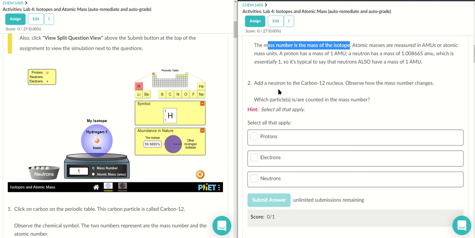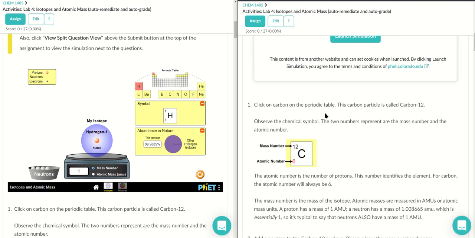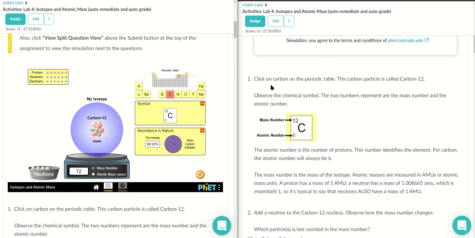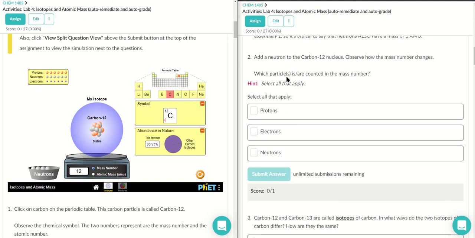So let's try one of these questions, right? Number 1 was just getting to know how to really work the simulation. So it told you to go to carbon, right? That's what we were talking about. Should have clicked that earlier. But yeah, you're just exploring. Number 2, add a neutron to the carbon-12 nucleus. So we will be grabbing a neutron right here, and over here is where we can grab an extra one and add it.